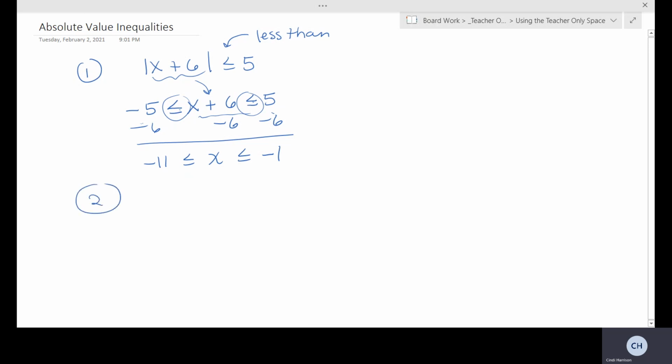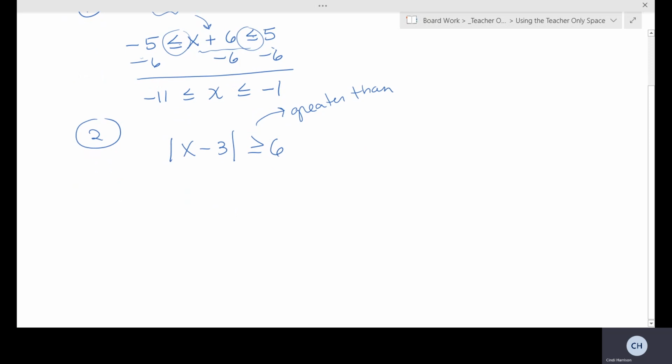Okay, so let's look at the greater than example. So here is one. The absolute value of x minus 3 is greater than or equal to 6. So notice this is a greater than symbol. So it's going to be a little bit different this time. We're going to, again, take what we're given, x minus 3 is greater than or equal to 6, or x minus 3 is less than or equal to negative 6. So it's sort of the opposite of what we had up here.